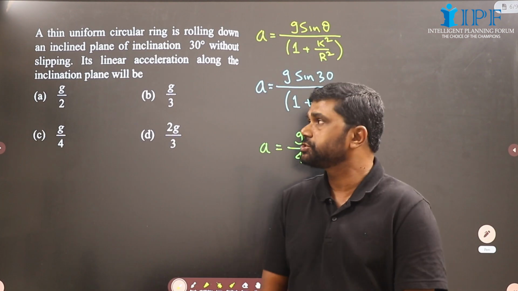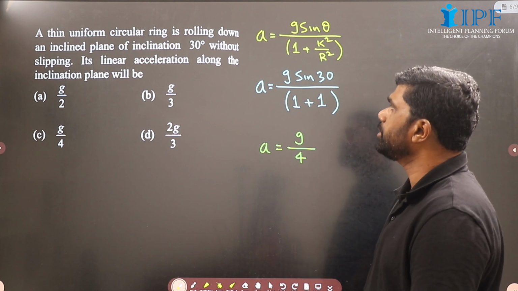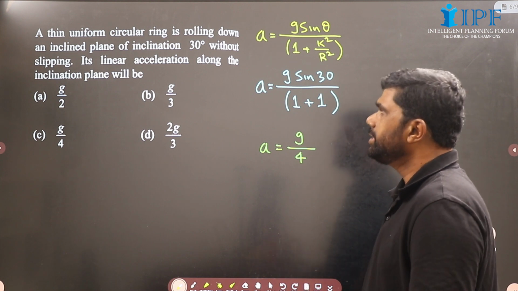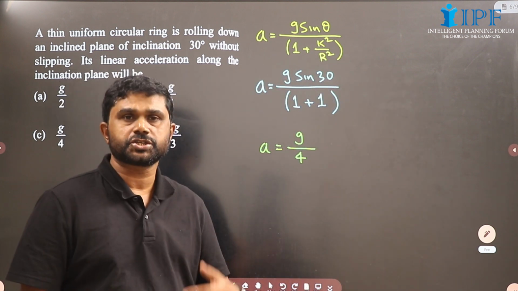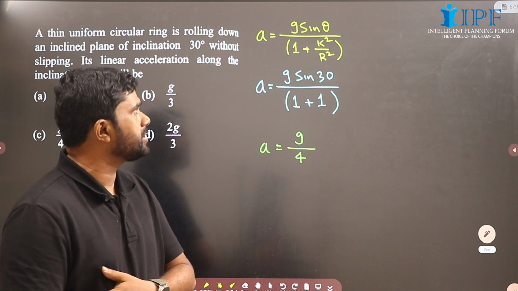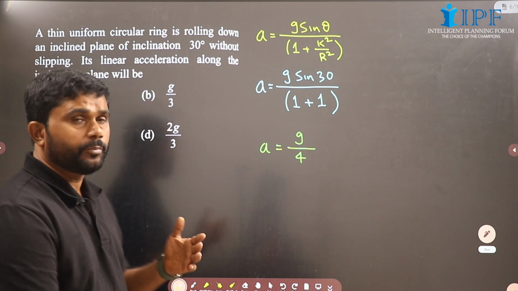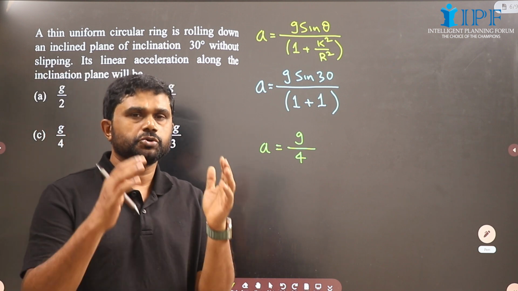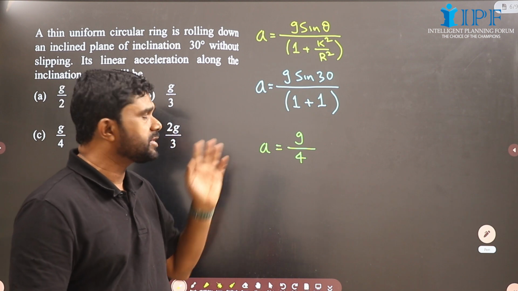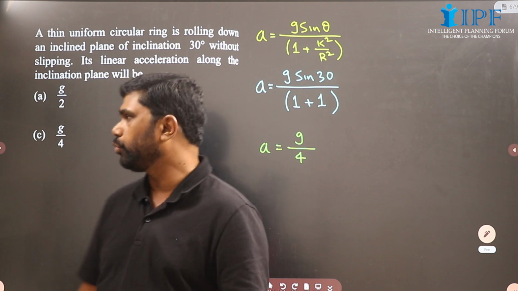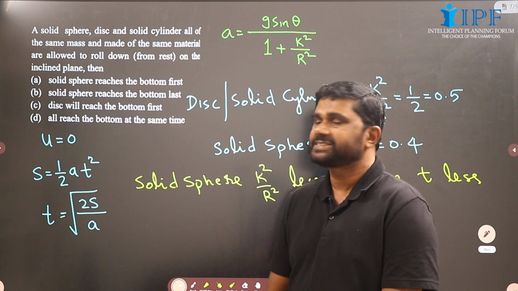Okay, next question, let us see. A thin uniform circular ring is rolling down an inclined plane of inclination 30 degrees without slipping. Its linear acceleration along the inclined plane? We have the formula for the acceleration of a body rolling down an inclined plane, that is g sin theta divided by 1 plus k square by r square. Here the body is a circular ring, so k square by r square will be 1, and theta is 30 degrees, so the acceleration will be g by 4. Okay, now let's see the next question.